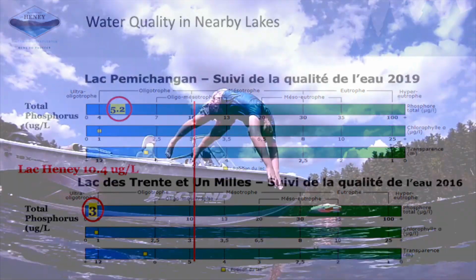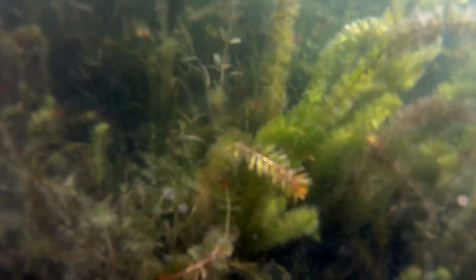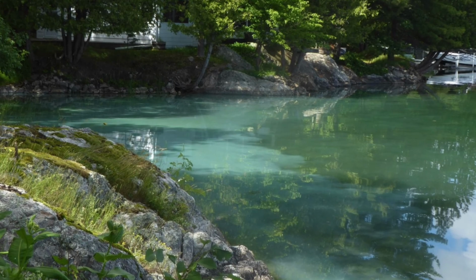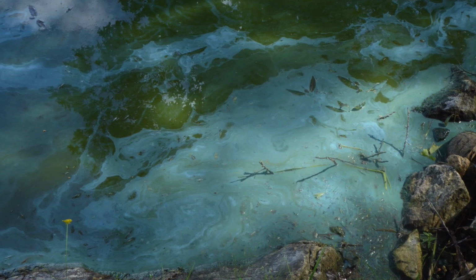Mesotrophic lakes, like Heney, have medium levels of nutrients, fairly clear water with beds of submerged plants. Eutrophic lakes have high levels of nutrients and biological activity and are dominated by aquatic plants or algae. An environment that is heavily enriched with nutrients can result in harmful algae blooms, dead zones, and fish kills.